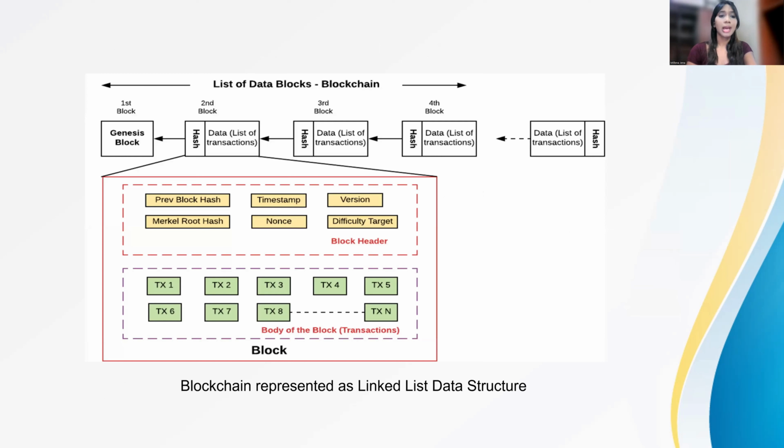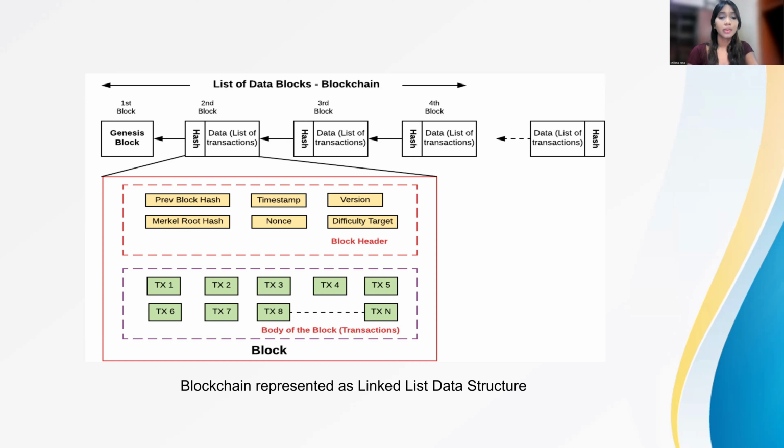Now we can see a diagram that is listed over here. The first block is known as the Genesis block, and it is followed by a series of blocks. That is the first block, the second block, third block, fourth block, and each block consists of a list of transactions. And in the below part, we can see a representation of a block which consists of multiple transactions and a block header.